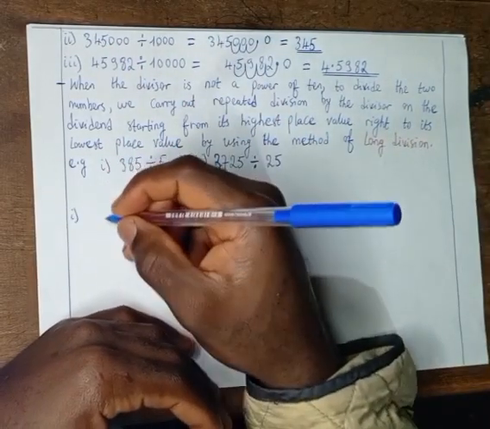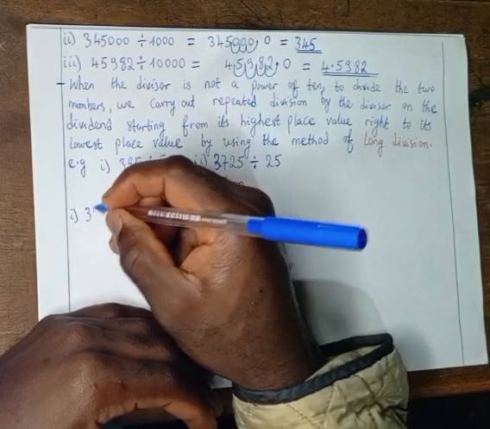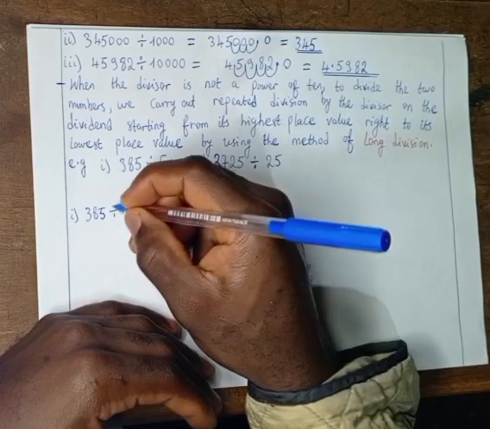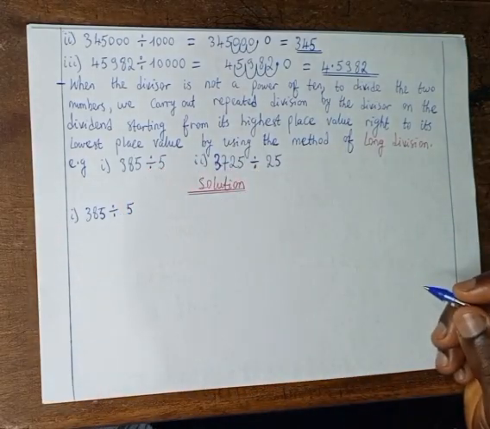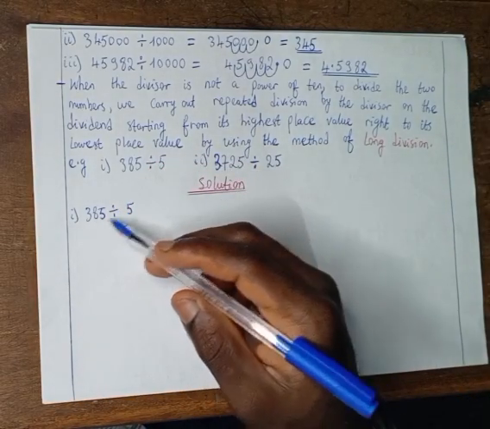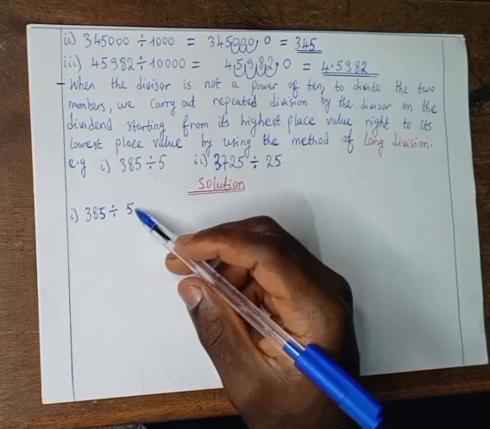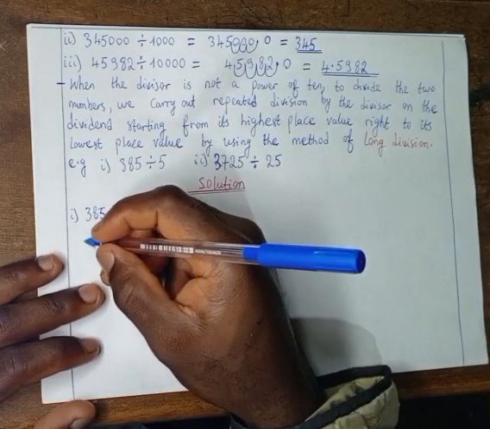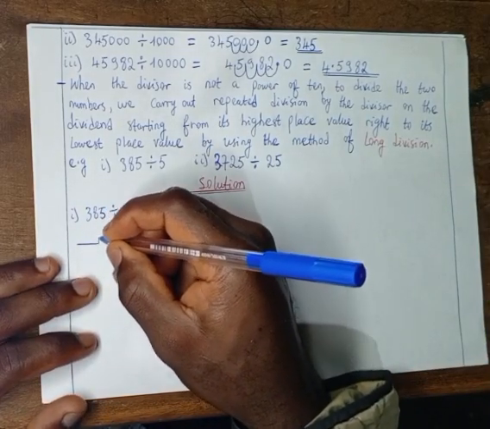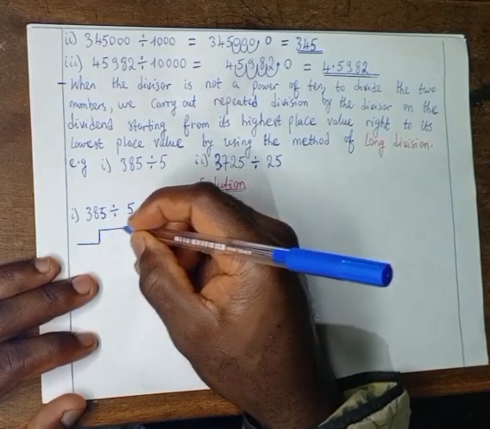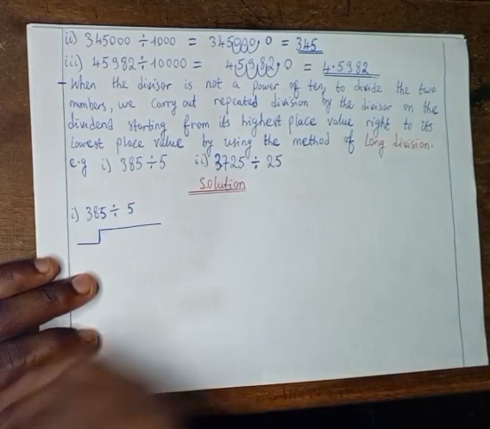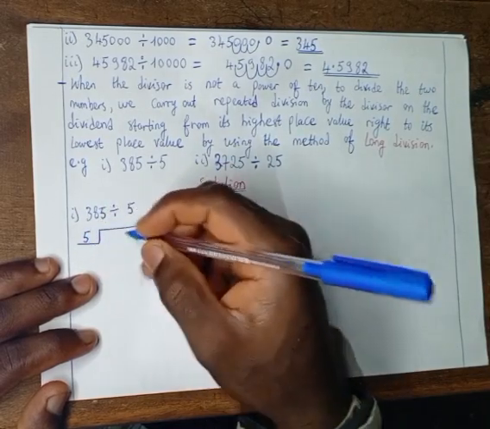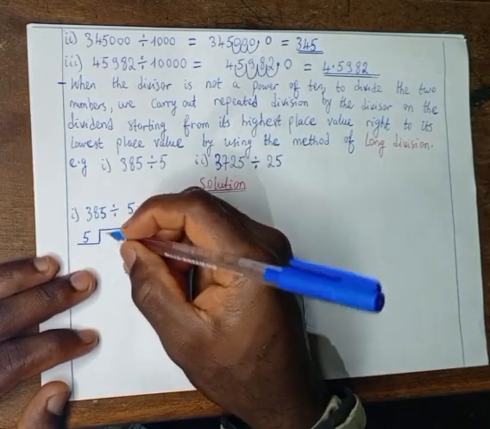Take I. We have number 385, which is to be divided by 5. For us to carry out this division, the first number before the division sign is the dividend. The second number after the division sign is the divisor. We are going to start by drawing a symbol, almost like the square root sign. Out here, we write the divisor, the second number, outside. The first number, the dividend, will be written inside.